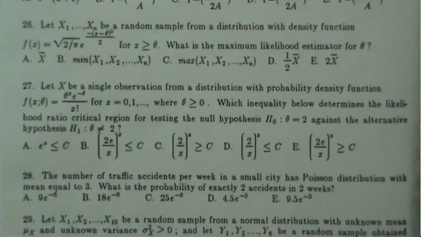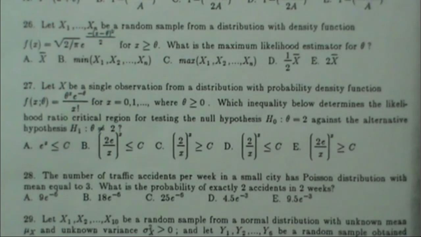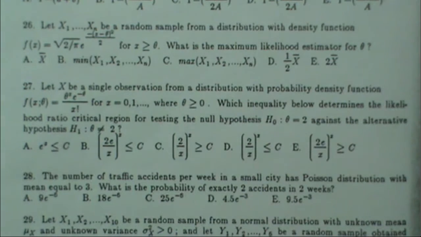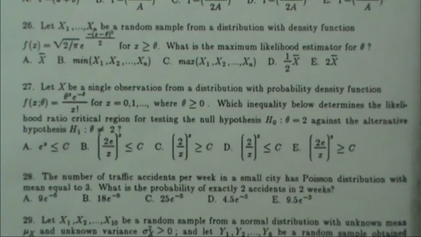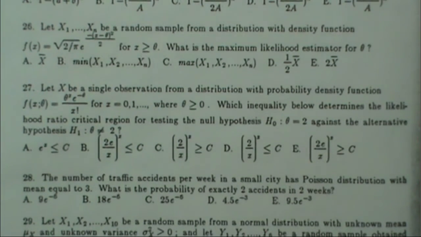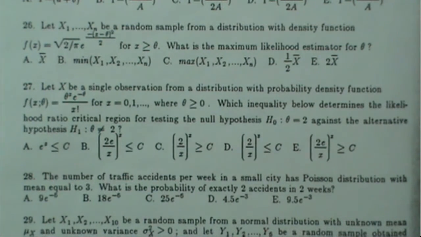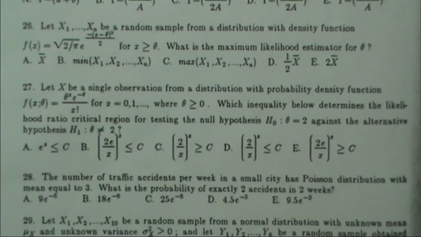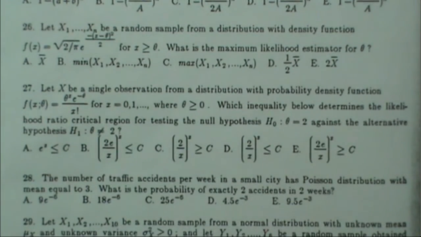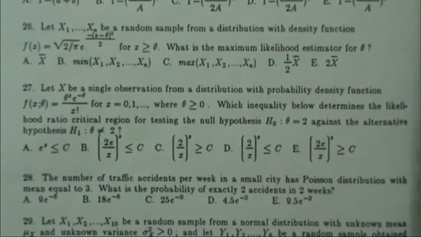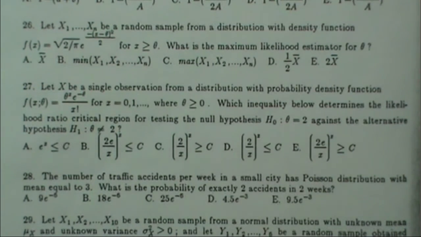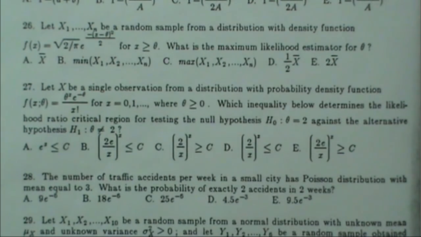Sample exam 6, problem number 27. Let X be a single observation from a distribution with probability density function f of x given theta, provided there, X in (0, 1) to infinity, theta greater than 0. Which inequality below determines the likelihood ratio critical region for testing the null hypothesis that theta is equal to 2 against the alternative hypothesis that theta is not equal to 2.